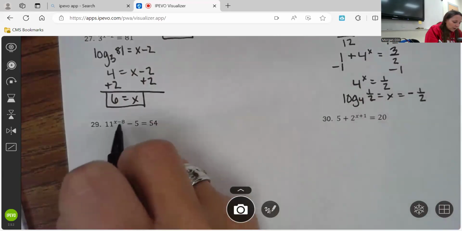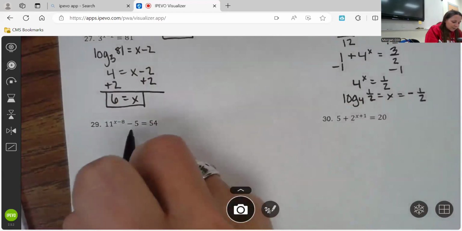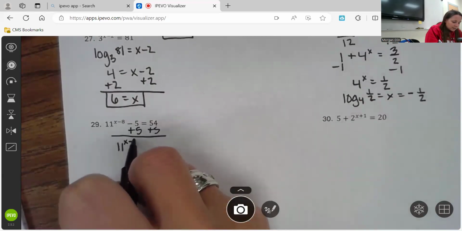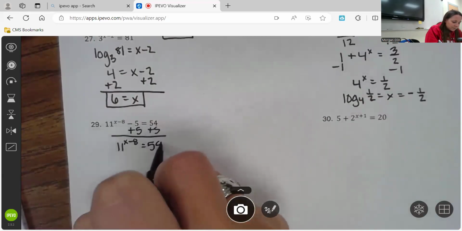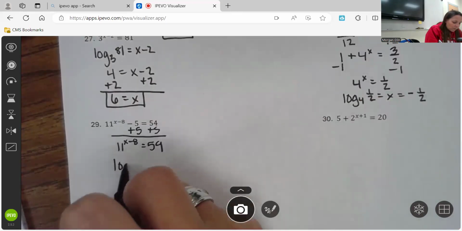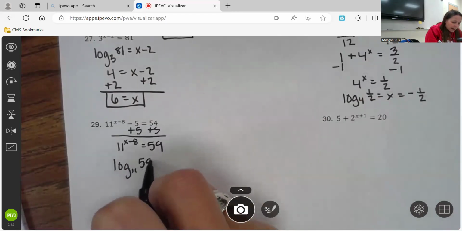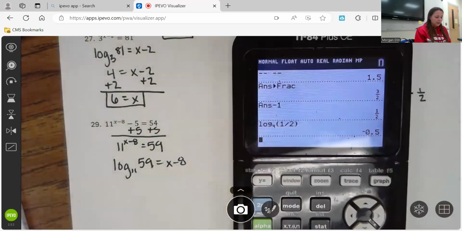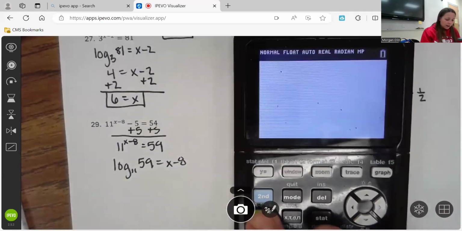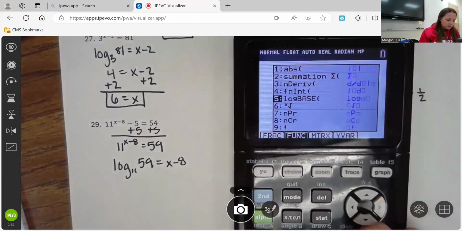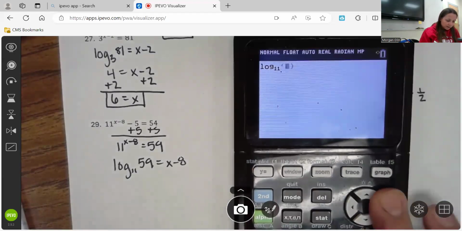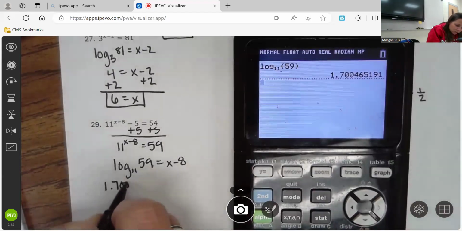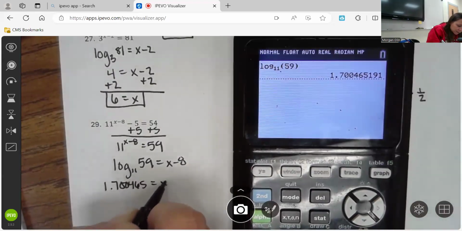Okay, now keep going. We've got to get this 11 to the x minus 8 by itself. So first add 5 before you put it in log form. So 11 to the x minus 8 equals 59. Okay, put it in log form. Log base 11 of 59 equals x minus 8. All right. And then, so alpha y equals, or you can use Desmos, whatever's easier, log base 11 and then 59. Okay, I'm going to write this 1.700. I'm going to leave a couple of decimals equals x minus 8.